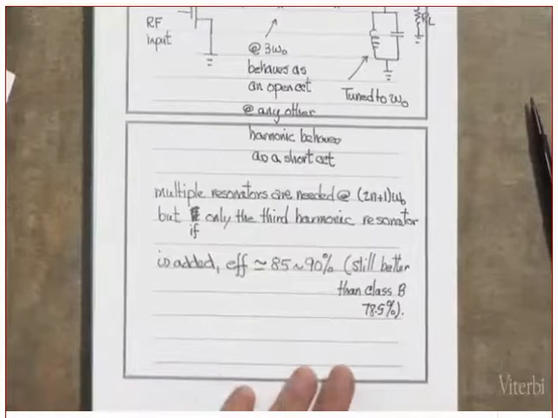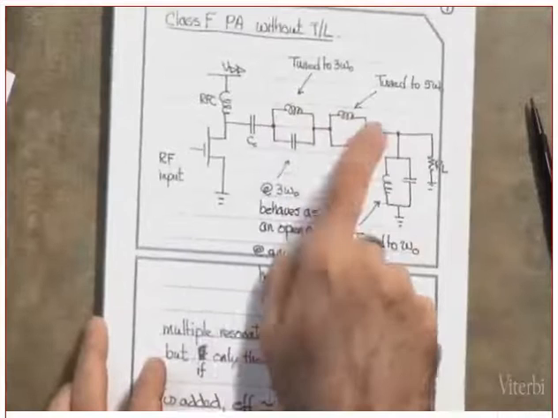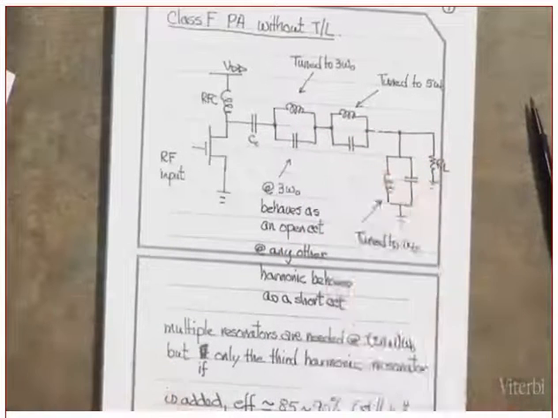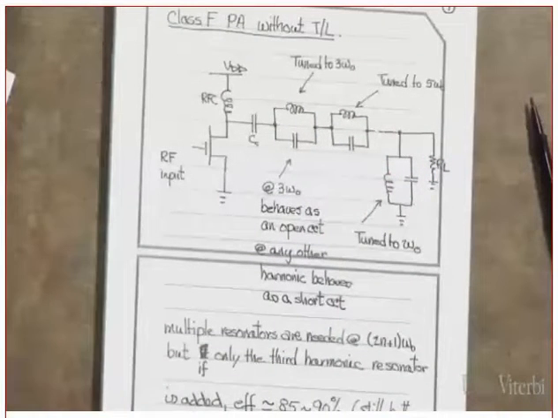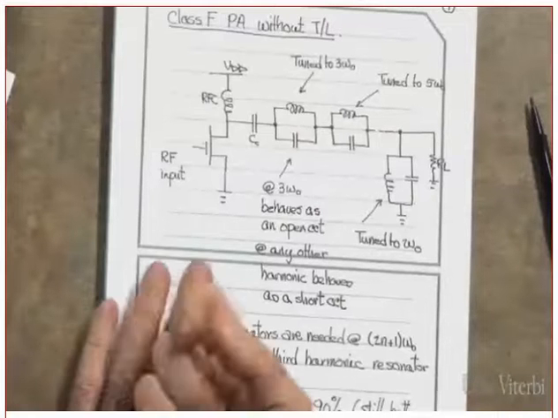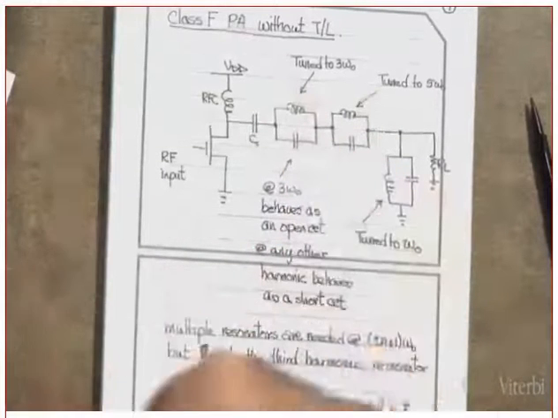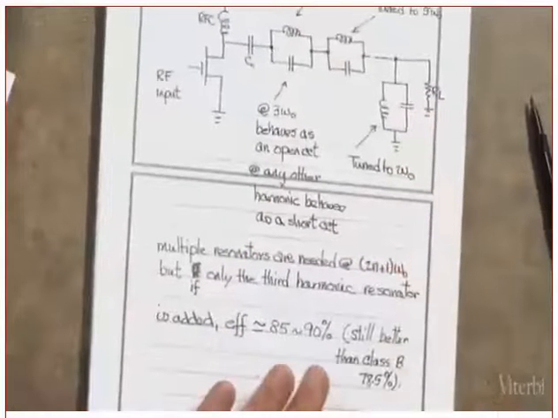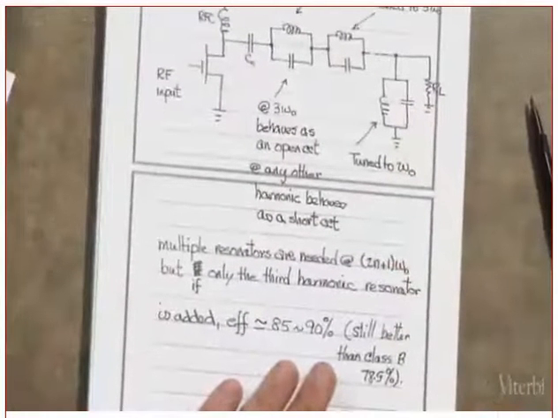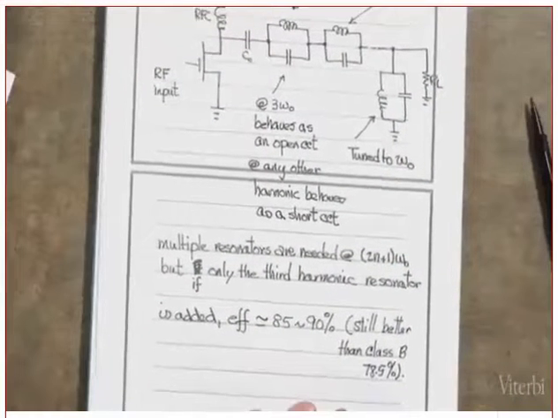Are you following me or not? By including only the third harmonic. The more harmonics you add, the efficiency will get close to 100%. Clear? But all of these are discrete components, so you can integrate them within your board. Clear? Okay.